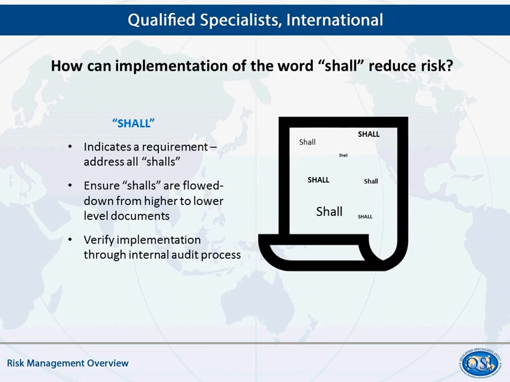So shall indicates a requirement. It'd be good to ensure that all the shalls are flowed down from higher to lower level documents. When I use the word flow down, I mean if they're in the manual and the manual requires the use of certain documented information, as in procedures, then those shalls need to flow down from 9001 into those procedures and into lower tier documents such as work instructions or standardized operating procedures. And then verification of the word shall needs to be evaluated through the internal audit process. Are we meeting shall in all areas of our quality management system to which that system applies?